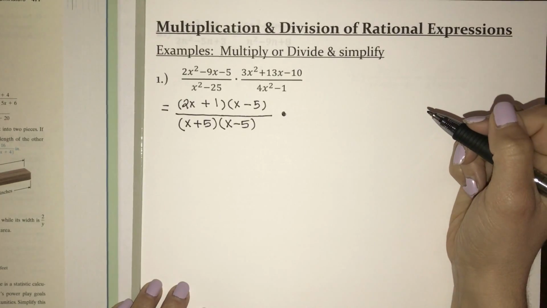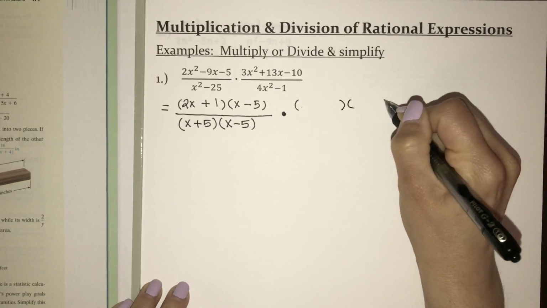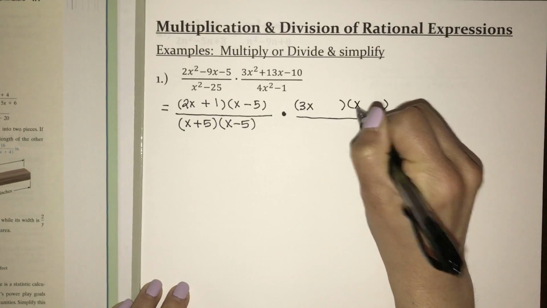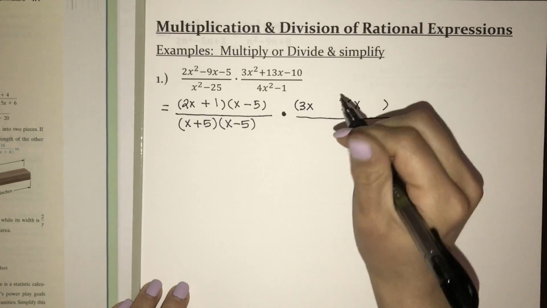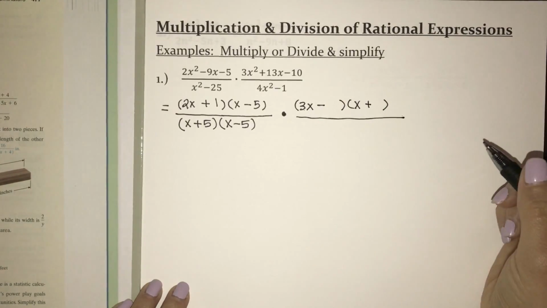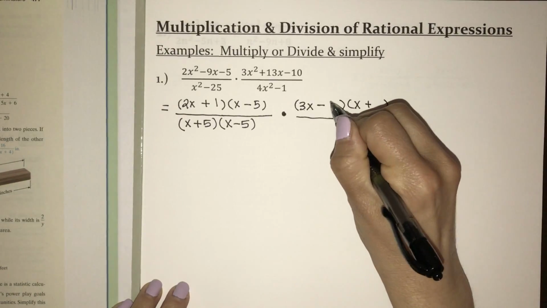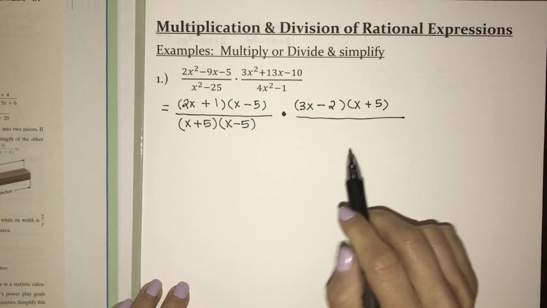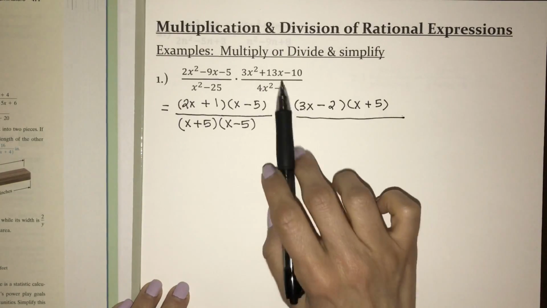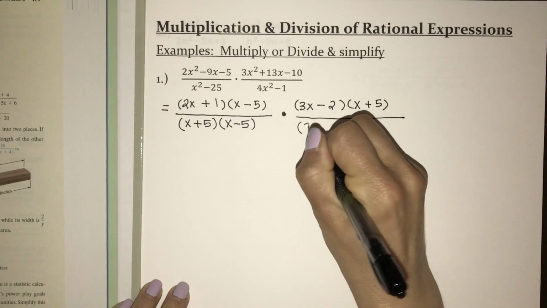Second fraction in the numerator, we have another trinomial. There's no GCF, so we just factor it. Factors of 3 are going to be 3x and x. And then the signs will be opposite, so minus and plus. It matters where you put the signs, by the way, so make sure you're putting them in the correct place. Factors of 10 that would work are 2 and 5. And then again, you have to make sure you check your work, so that this is actually factored correctly, because when we check, we get positive 13x. And then the denominator there is a difference of 2 squares.